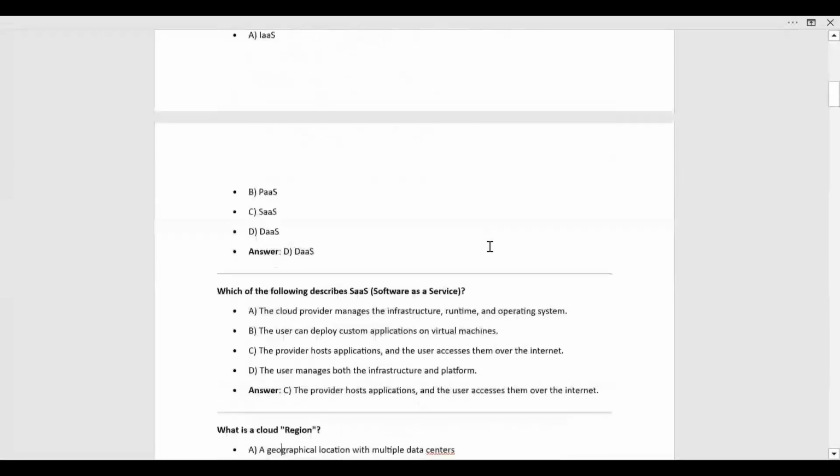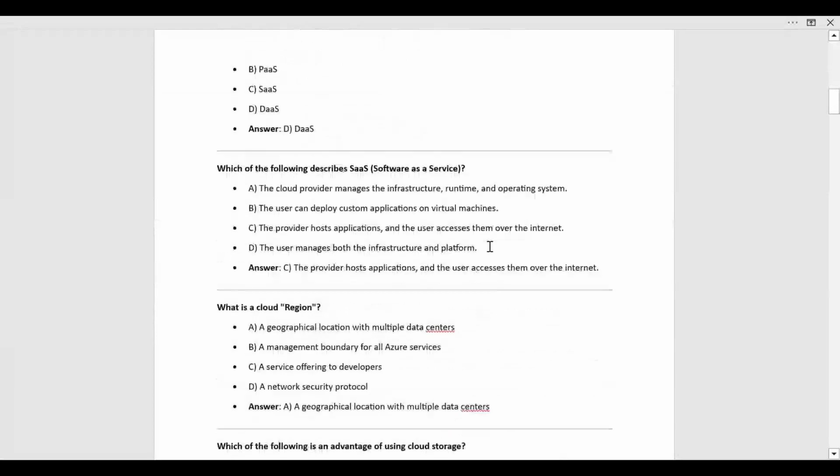Okay, so what is a cloud region? Again, I'm saying this is not only for Azure. If you go for AWS also, it's the same concept. A geographical location with multiple data centers. The other options are not the one. So this is the one: a geographical location with multiple data centers.